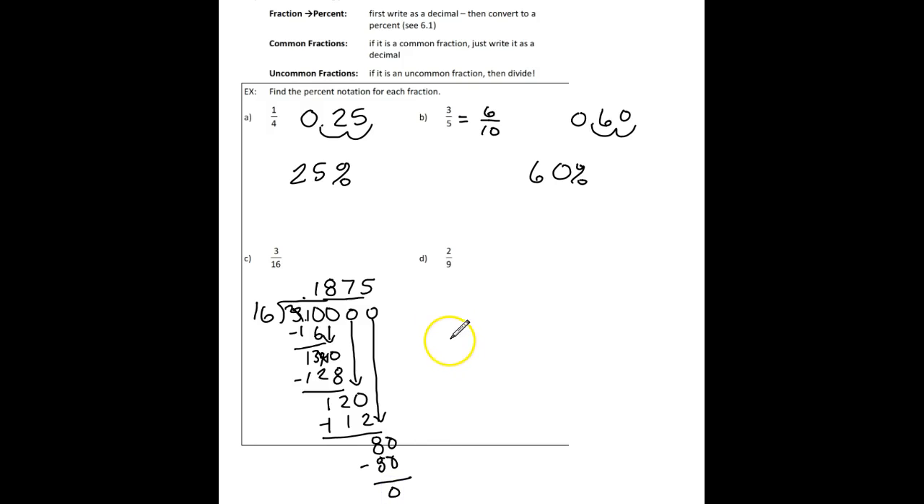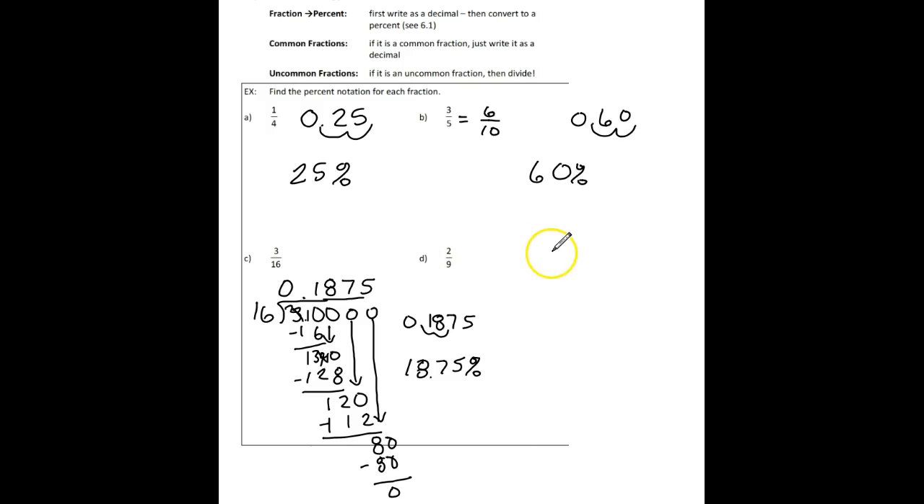You can also use this on a calculator, but every so often I think it's helpful to go back and practice your long division just in case. So 3/16 is the same as 0.1875. I'm going to write that here. And of course we're going to move our decimal 2 places to the right, so this gives us 18.75%.